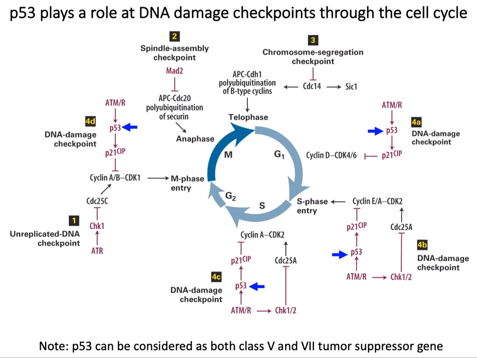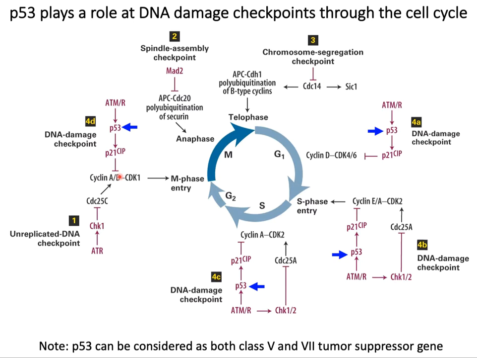Another important tumor suppressor gene that we talked about already is P53. And we saw this slide previously when we were talking about the cell cycle. This slide shows the checkpoints along the cell cycle that will halt the cell cycle if there are some problems. And there are 4 DNA damage checkpoints labeled as 4A, B, C, and D. And you can see that P53 is an important player in all 4 DNA damage checkpoints.